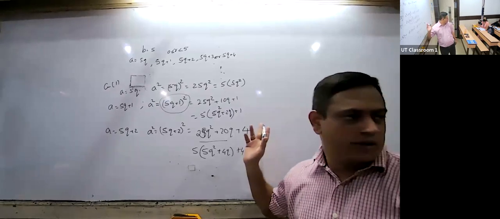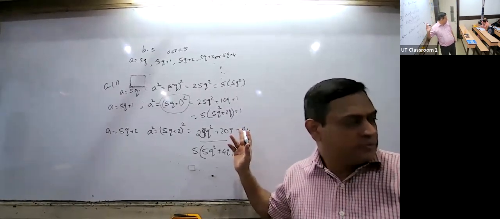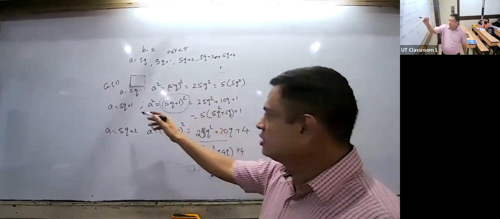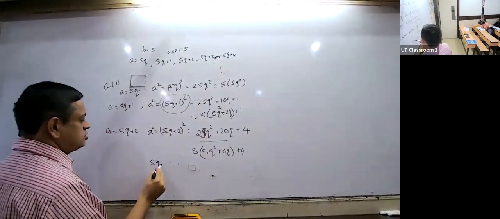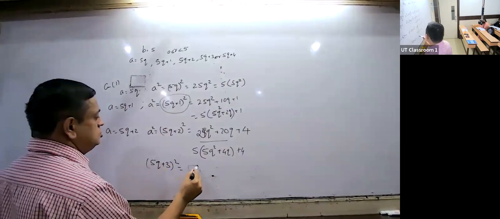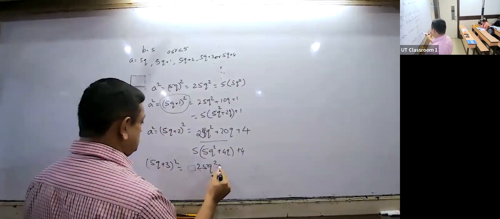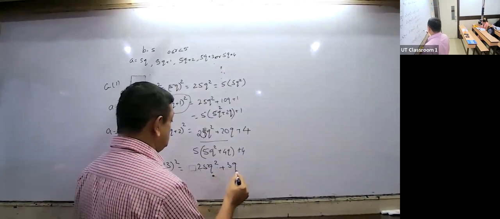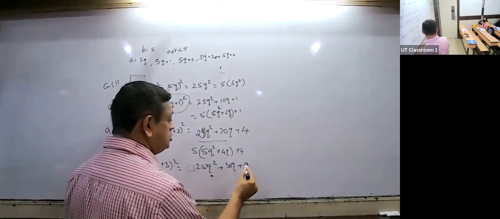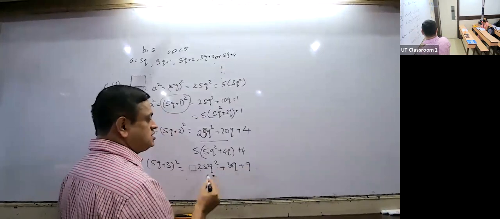Okay, so 5m plus 4, is it enough? Not enough. This is the third case. Now you have to do 5q plus 3. So 5q plus 3 whole square is how much? 25q square plus 30q plus 9. How to do this one with this 9, can it be 5m plus 4 now?